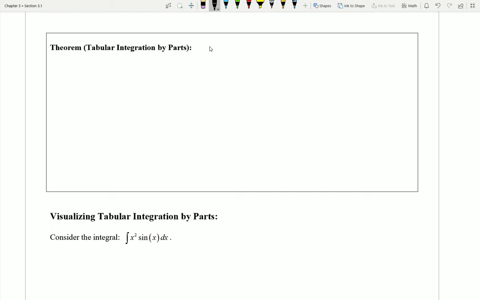So let's take a look at a shortcut for how I can use integration by parts, but in a slightly faster way. We'll call this shortcut tabular integration by parts. Now, this is a theorem, which means it's a big result within mathematics, and most theorems have a very common rhythm to them, as we'll see throughout the rest of this semester. But they often have a set of conditions, like we saw in Chapter 2, and then a conclusion.